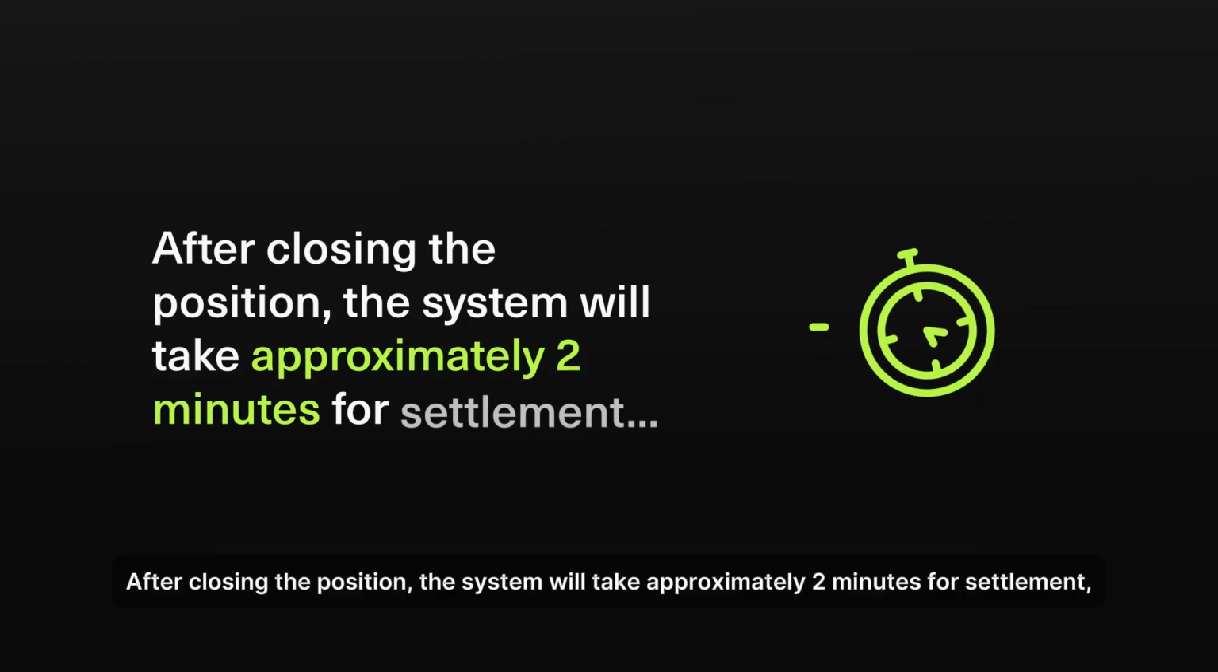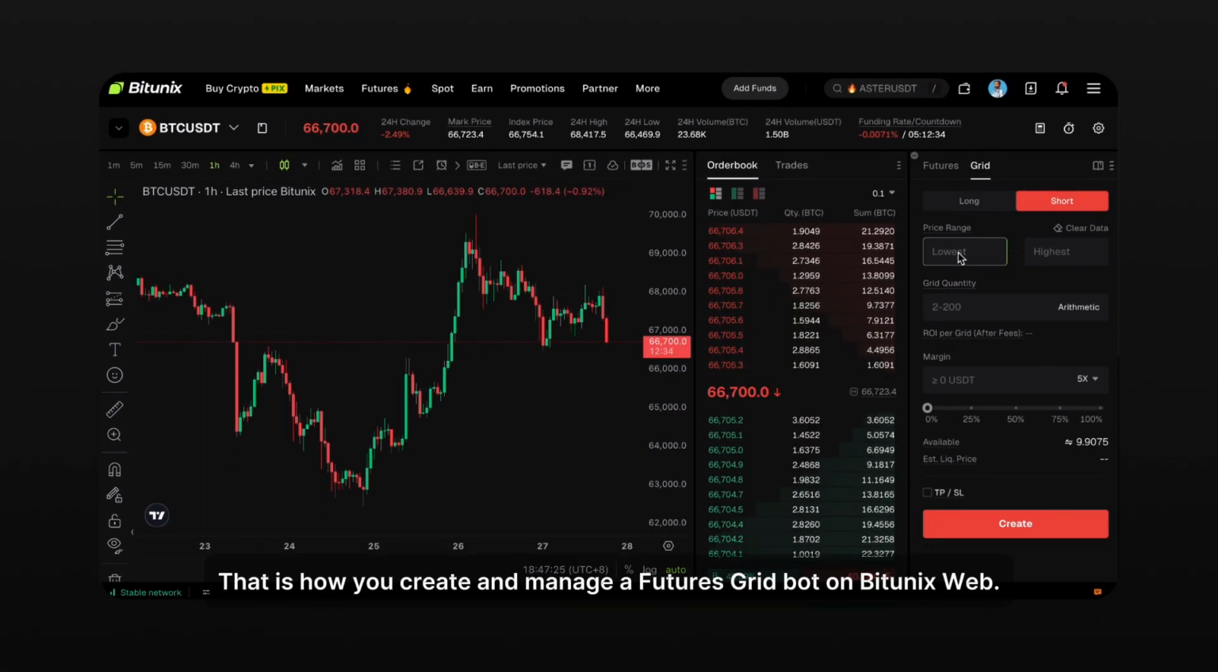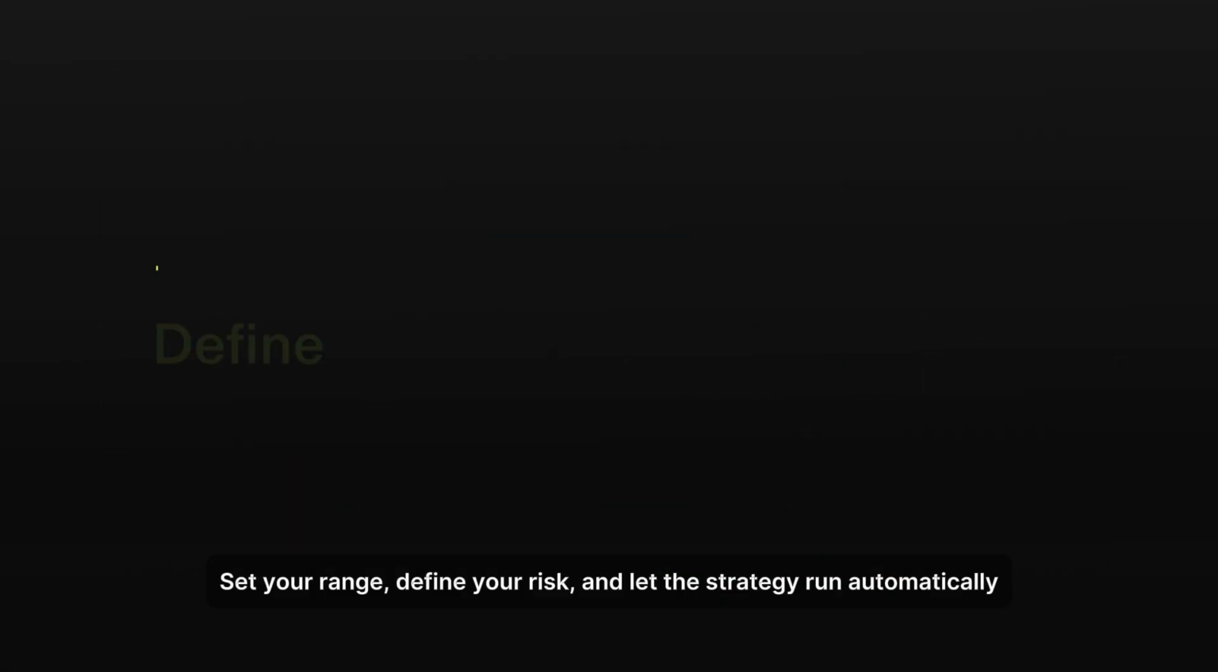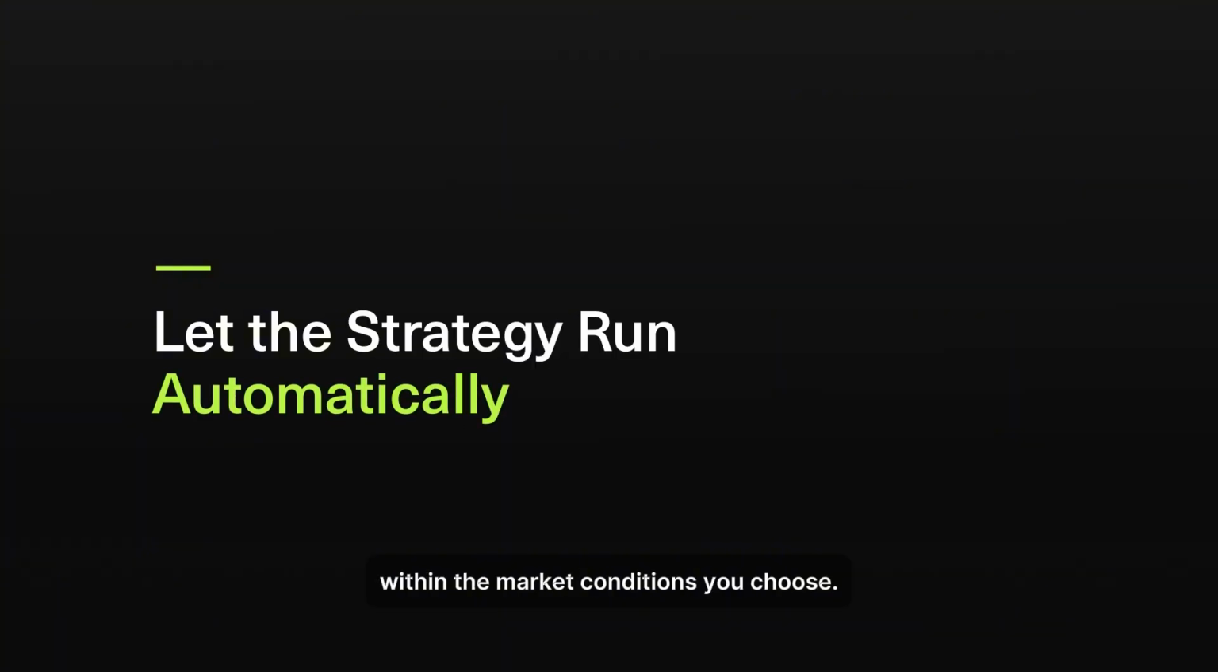After closing the position, the system will take approximately 2 minutes for settlement, and funds will be automatically returned to the spot account. That is how you create and manage a futures grid bot on Bitunix Web. Set your range, define your risk, and let the strategy run automatically within the market conditions you choose.